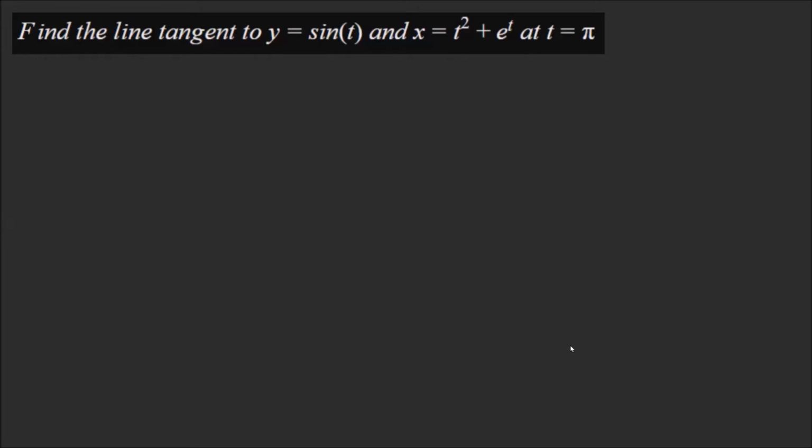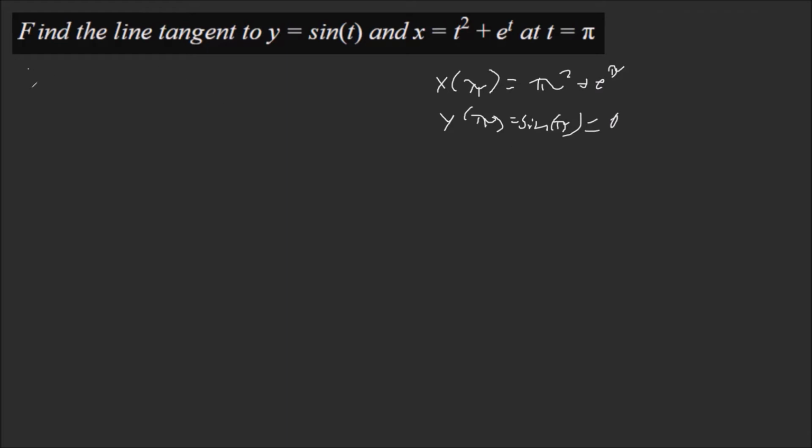So the first question is, find the line tangent to y equals sine t and x equals t squared plus e to the power of t at t equals pi. First thing we're going to do is find the coordinate at which this occurs. So first we're going to find x of pi, as that's going to be our x coordinate at this point. That can be modeled as pi squared plus e to the power of pi. From here, we just have to find y of pi, which is sine of pi, which, if you've memorized your unit circle, is equal to 0.